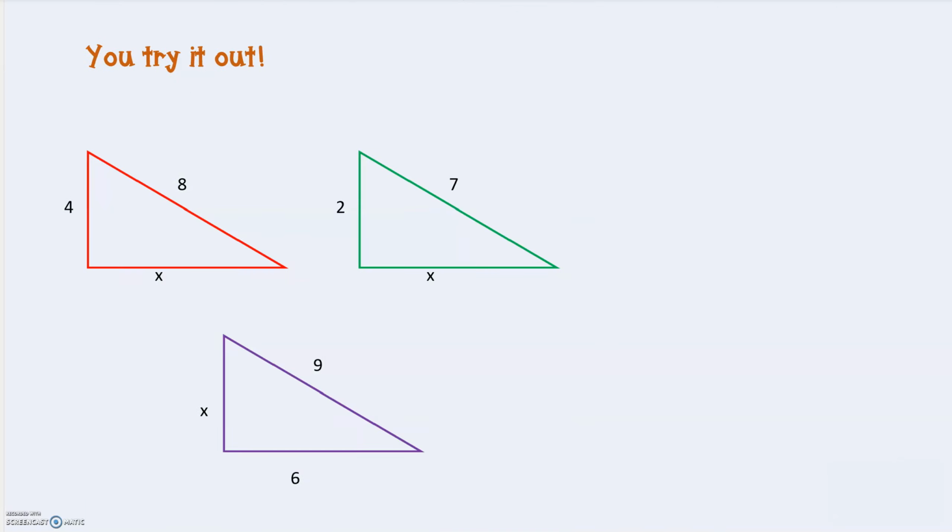So now, again, hey, can you load? There we go. I want you to try it out. Pick one of these problems and solve for x. Go ahead, pause the video while you do that.